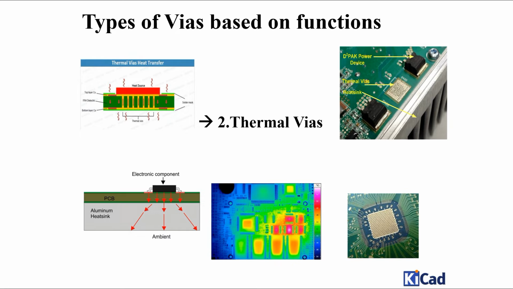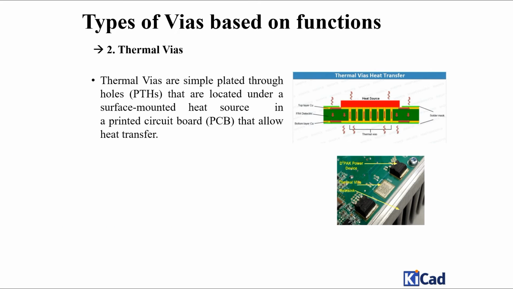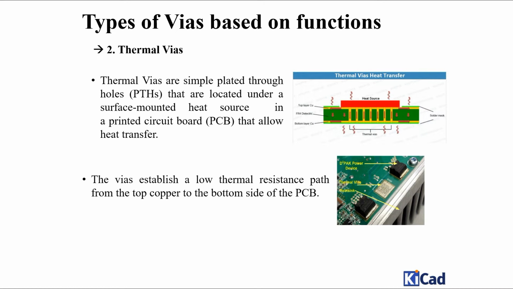The second type of via based on function is the thermal via. As the name suggests, these are related to heat. Thermal vias are simple plated through holes that are located under a surface mounted heat source in a printed circuit board and allow heat transfer. The via establishes a low thermal resistance path from the top copper to the bottom side of the PCB. As you can see in the picture over here, the thermal vias are placed under the component so that heat can be transferred to the other side of the PCB.